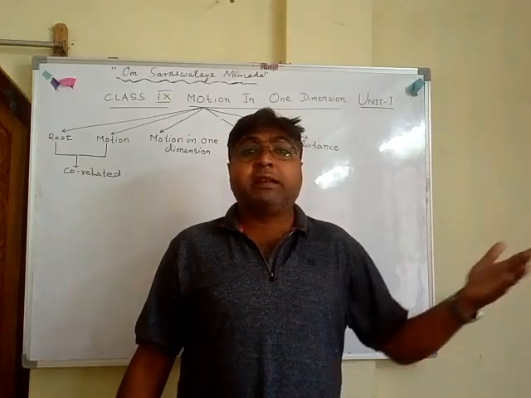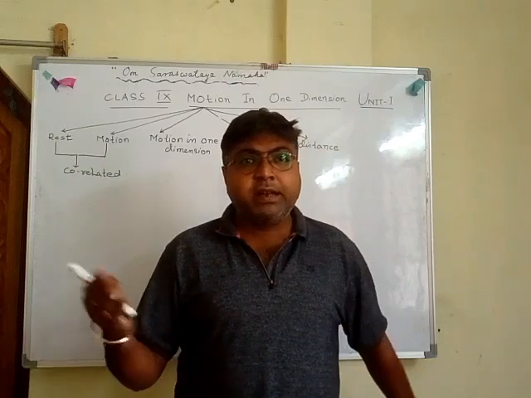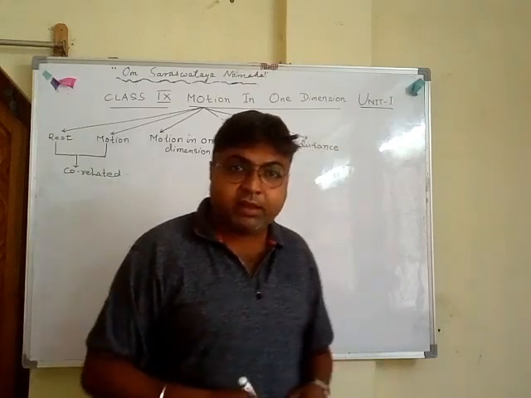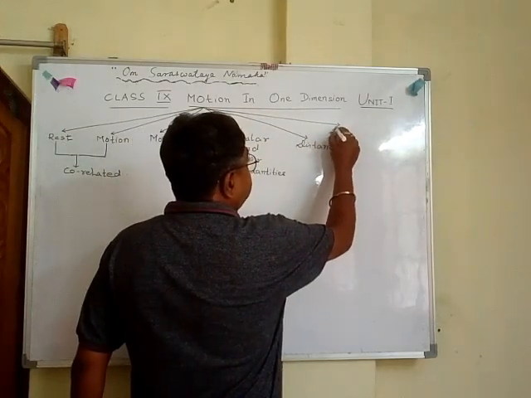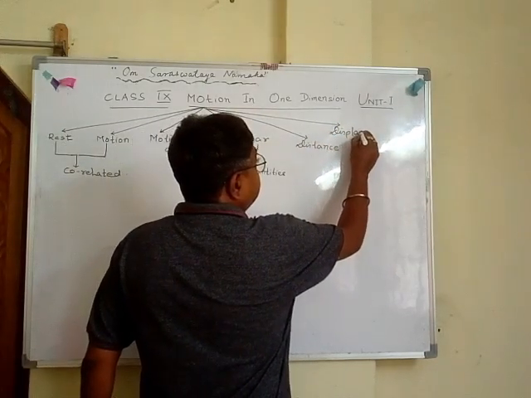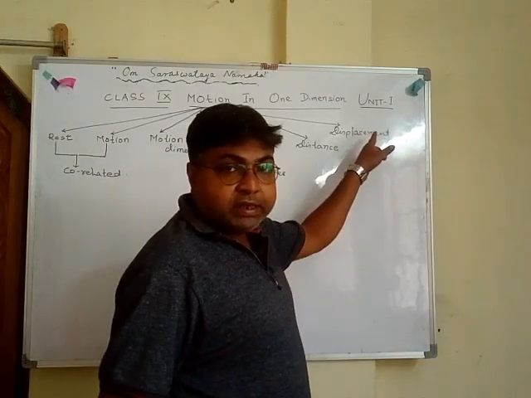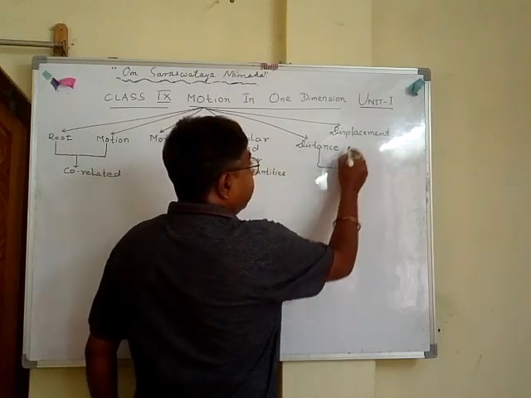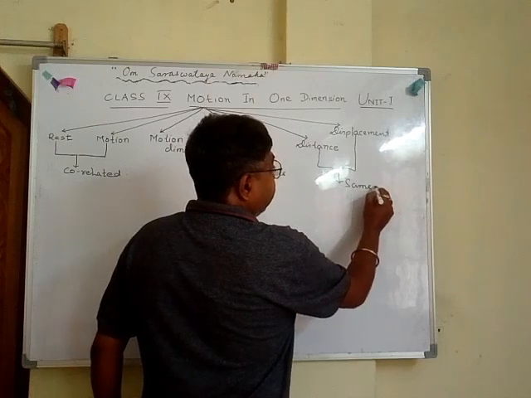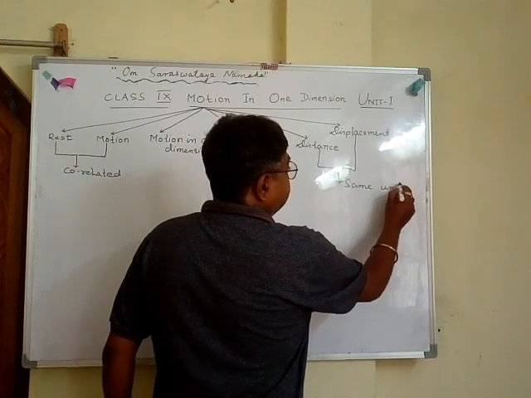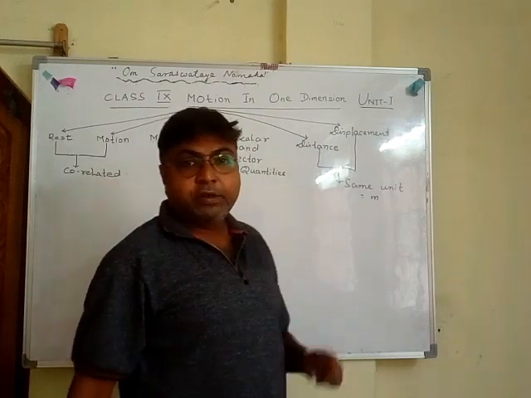Question may come that what is the nature of distance? You will say that distance is a scalar quantity. What is the nature of displacement? Displacement is a vector quantity. So I have just now explained to you about distance and displacement. Do remember that both distance and displacement bear the same standard unit, the meter.